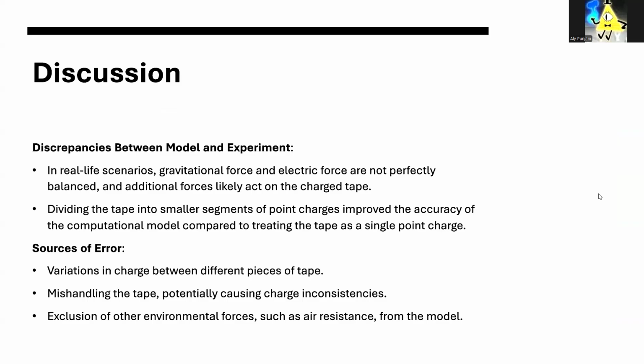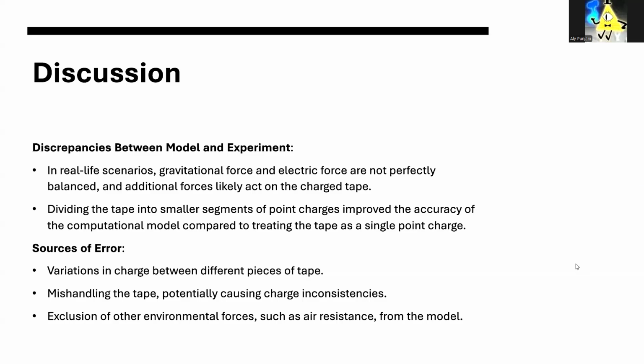Discussion. Discrepancies between model and experiment. In real-life scenarios, gravitational force and electrical force are not perfectly balanced, and additional forces likely act on the charged tape. Dividing the tape into smaller segments of point charges improves the accuracy of the computational model compared to treating the tape as a single point charge. Sources of error: variation in charge between different pieces of tape, mishandling the tape potentially causing charge inconsistencies, and exclusion of other environmental forces such as air resistance from the model.